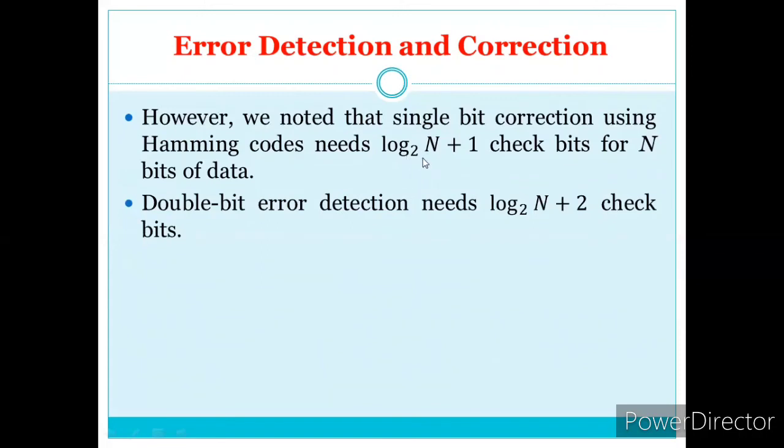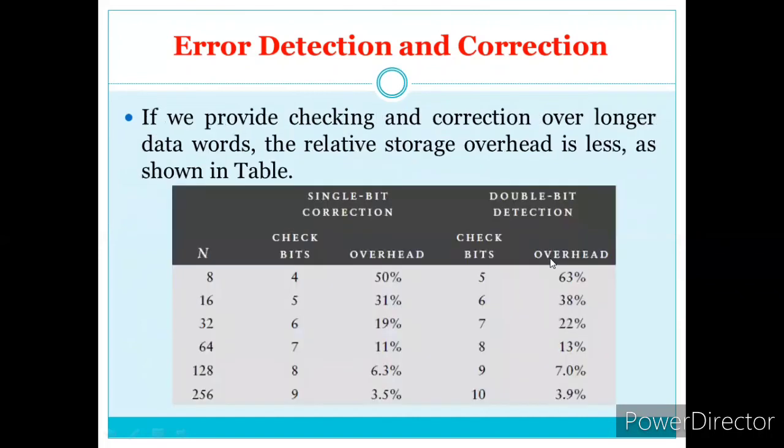How this is happening is that for a single error, we have performed log n to the base 2 plus 1. For a double error bit, we have to perform log n to the base 2 plus 2. We have to use 5 check bits. So for the previous example, we would have got 5 check bits there.